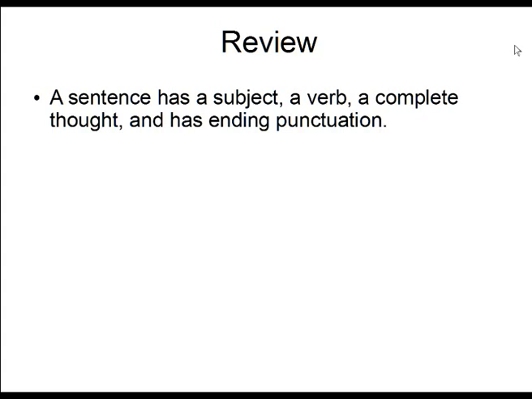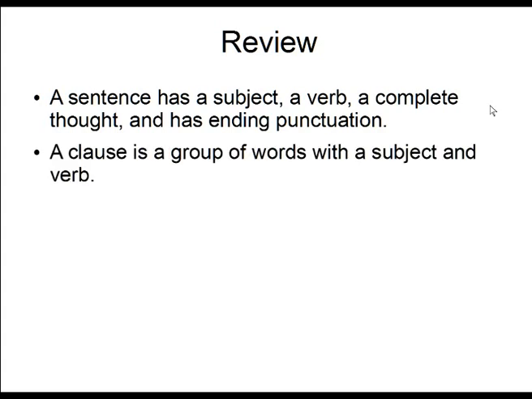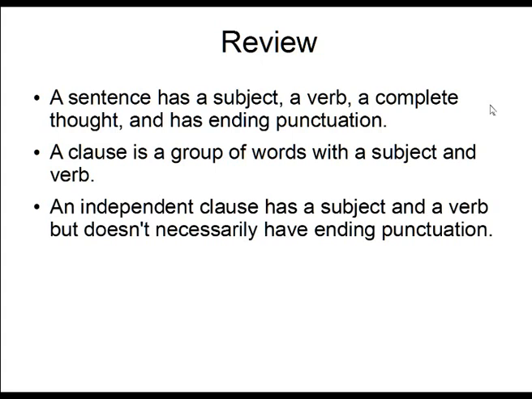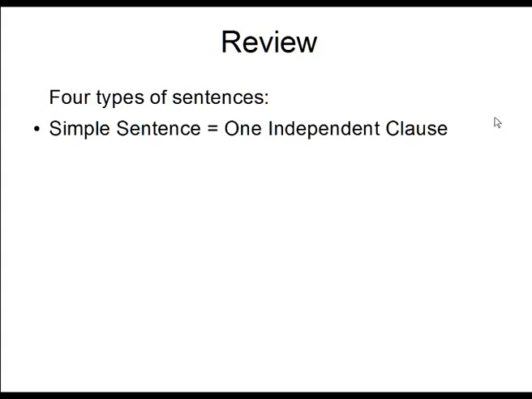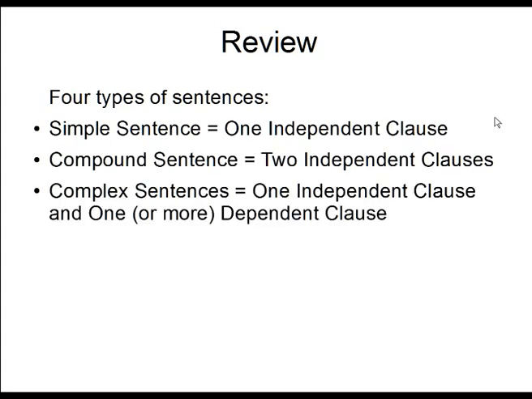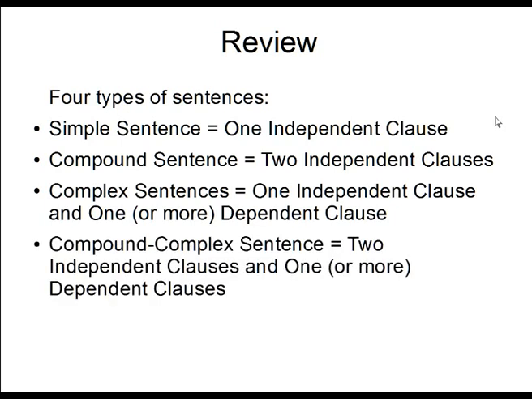Now let's review. We learned that a sentence has a subject, a verb, a complete thought, and has ending punctuation. We learned that a clause is a group of words with a subject and verb, that an independent clause has a subject and a verb but doesn't necessarily have ending punctuation. We learned a dependent clause has a subject and a verb but can't be a sentence. We learned that there are four types of sentences: a simple sentence, a compound sentence, complex sentences, and compound complex sentences.